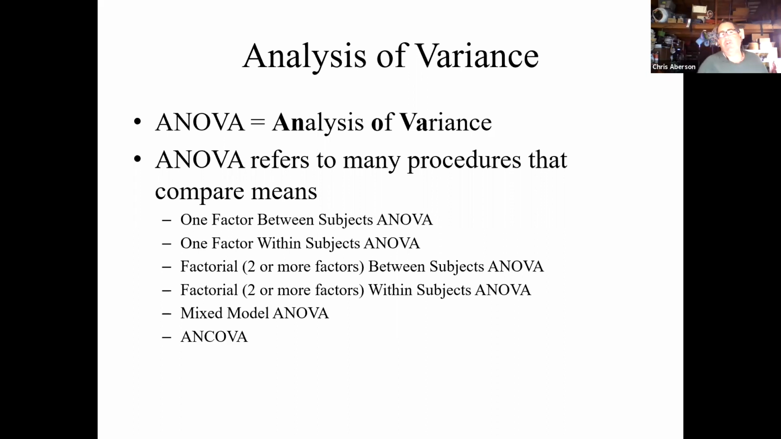You could have ANCOVA, MANOVA, multivariate analysis of variance. ANCOVA is analysis of covariance. MANCOVA, multivariate analysis of covariance. So lots and lots and lots of different procedures fall under the ANOVA arm.